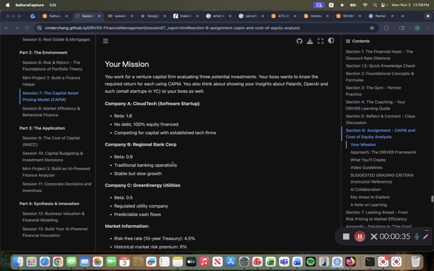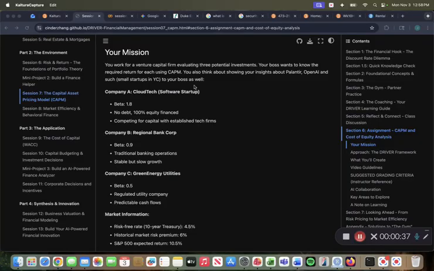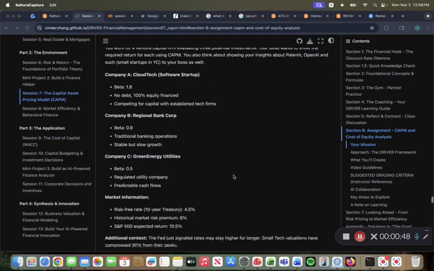So three companies we were given. We got Cloud Tech, which is a software startup, the high beta, no debt, just 100% equity financed, competing for capital with established tech firms. So this is a software startup, like we said already.